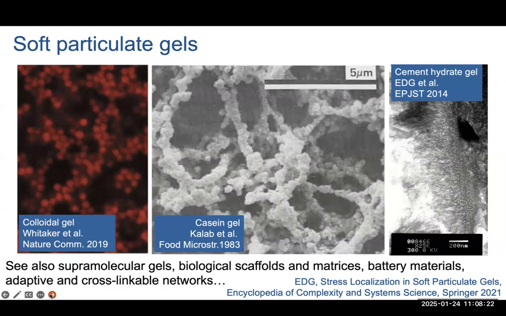So this enters foods and 3D inks and all sorts of very interesting materials.